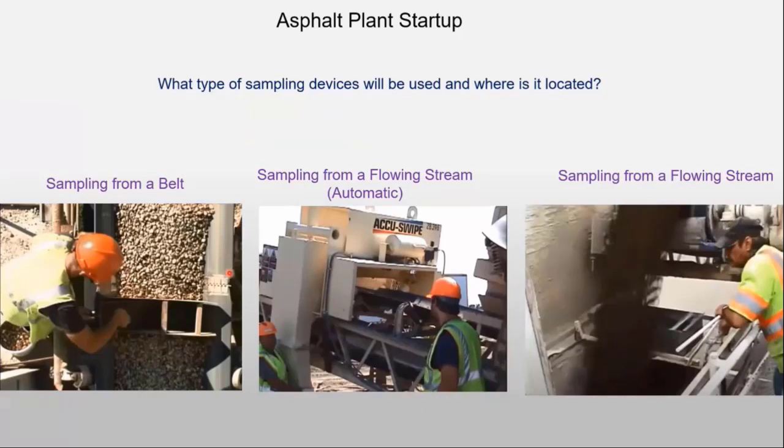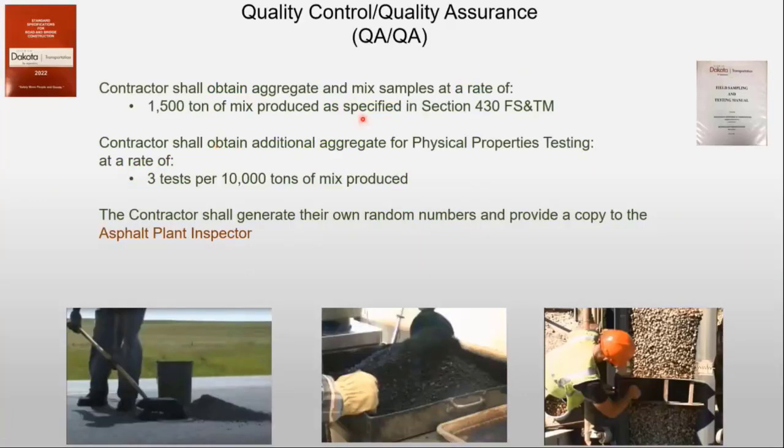Speaking about getting samples, we want to make sure that we know where the aggregate sampling devices are at the plant and what type of sampling device. We want to make sure that we approve this before it starts. The engineer has to approve these sampling devices. For the frequencies, the contractor is to run mix and aggregate samples about every 1,500 ton. And they have to also take samples for physical properties.